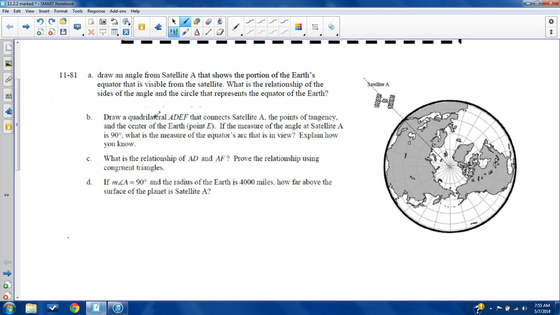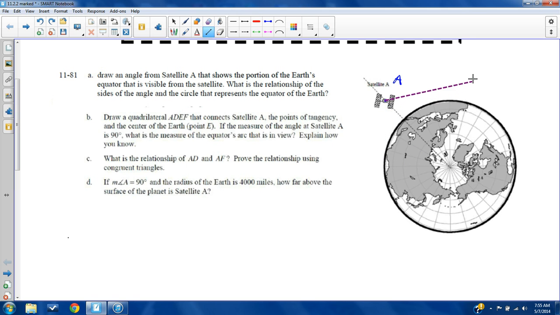Draw a quadrilateral AEDF that connects satellite A. So here's satellite A right here. I want to use that as point A. The important concept is that if you're in the satellite looking out at the Earth, there's a certain place that you can look out to. You can scan all this part of the Earth, or pretend you can only see the rim dead on. What you can't see is anything beyond that, like over here.